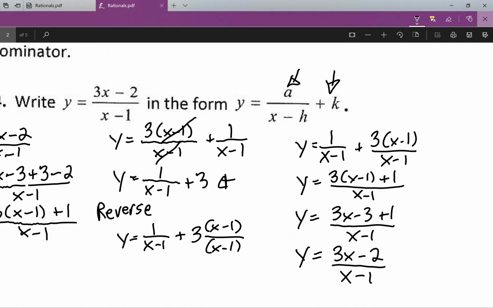And if we look, we will see that was the exact statement or function that I started with. So we can do this in the forward order, or we can do this in the reverse order.